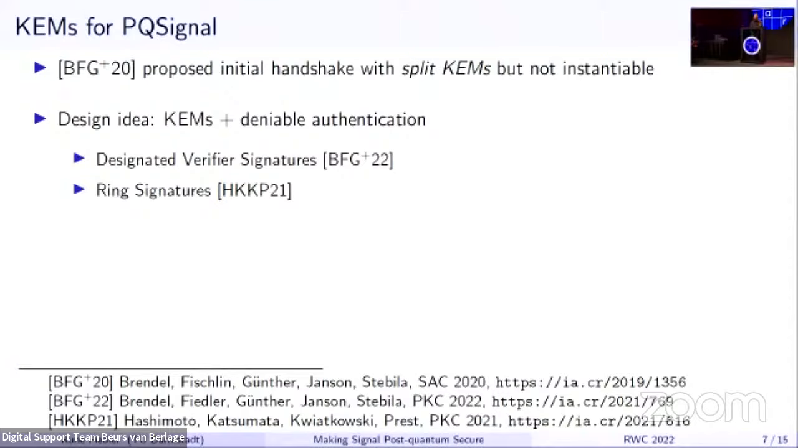So there was the split-KEM paper by Brendel et al. in 2020, who proposed to use a new primitive they called split-KEMs. And it turned out, though, that this is not instantiable with sufficient security parameters. But the design idea from the previous slide stuck around, so using key encapsulation mechanisms and not signatures, but some form of deniable authentication. And we propose to use designated verifier signatures for deniable authentication. Independently, Hashimoto et al. came up with the same idea, and they've been using ring signatures for deniable authentication.